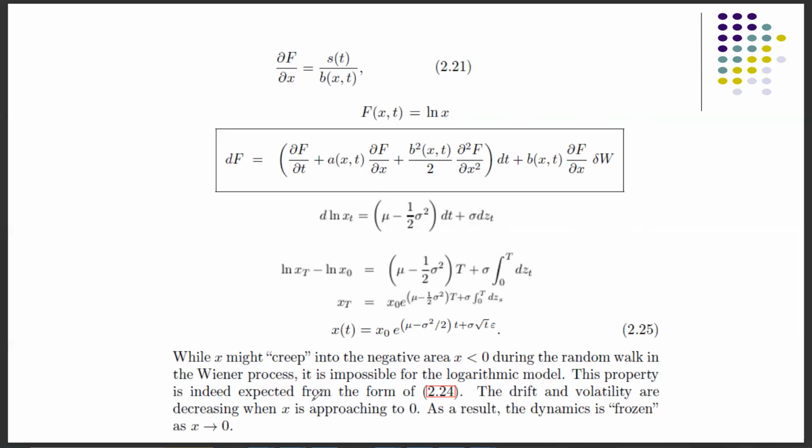This property is indeed expected from the form. So it means that the value of geometrical Brownian motion is always positive. But if we consider arithmetical Brownian motion, the value can be negative, and it is not very good for economical applications.